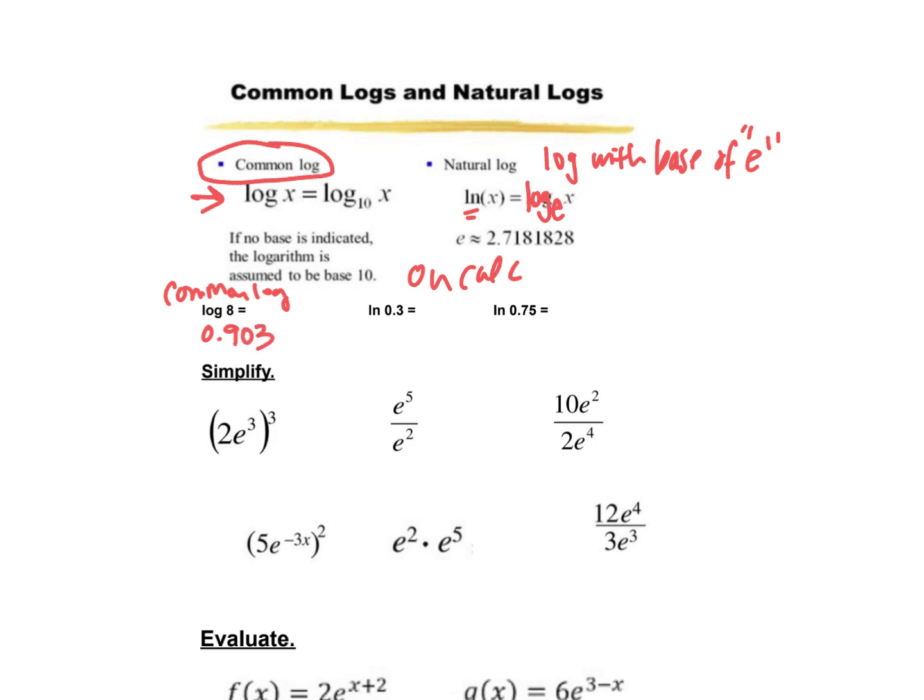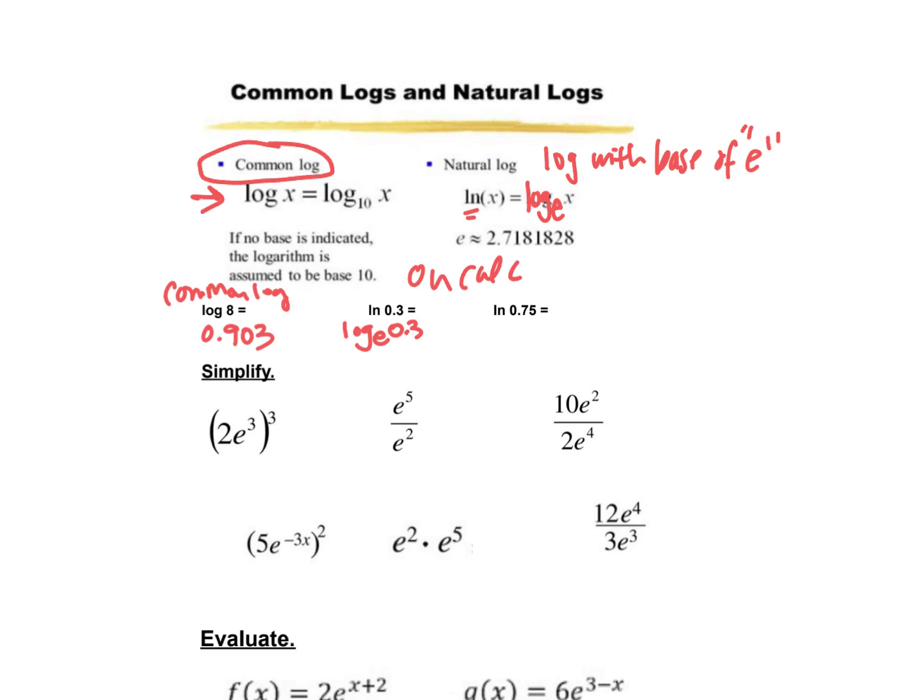0.903. But now, when we're talking about the natural log, which is again the exact same thing as log base e of 0.3, you could go in and do math alpha math and put log base e in there, but there's a button immediately underneath your log button that says ln. That means log base e. So just practice on your calculator.